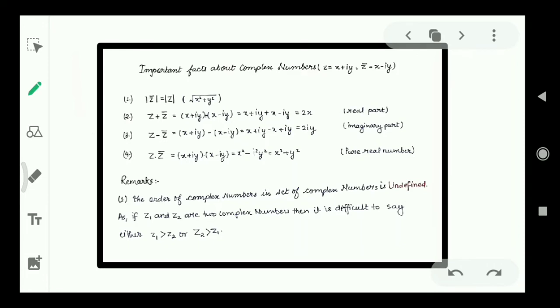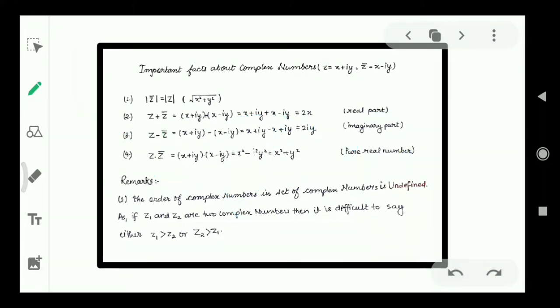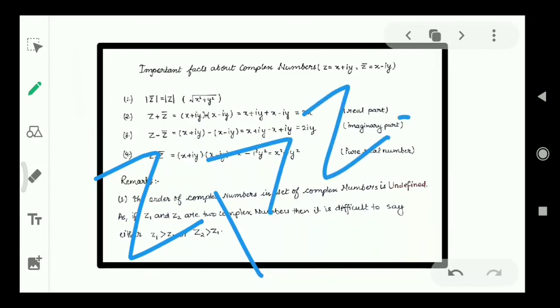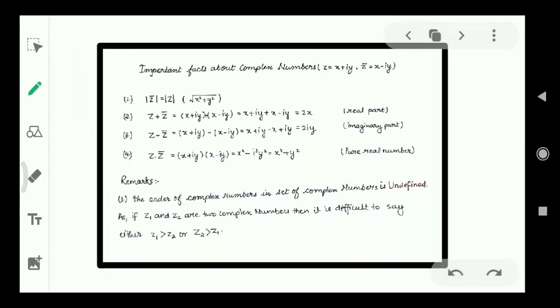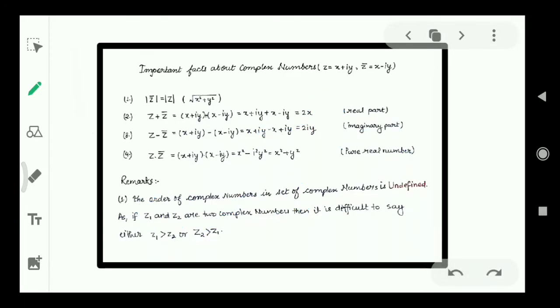I want to tell you a remark that the order of complex numbers in the set of complex numbers is undefined. That is, for two complex numbers z1 and z2, we cannot easily say which is greater than the other, as we cannot say whether z1 is greater than z2 or z2 is greater than z1. So the order of complex numbers is not defined.